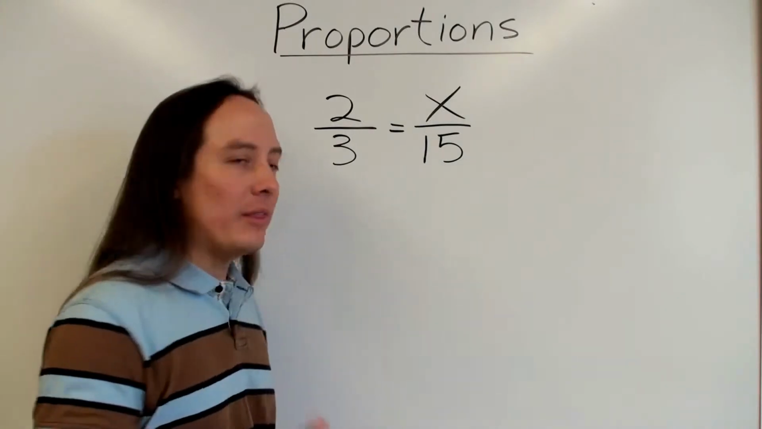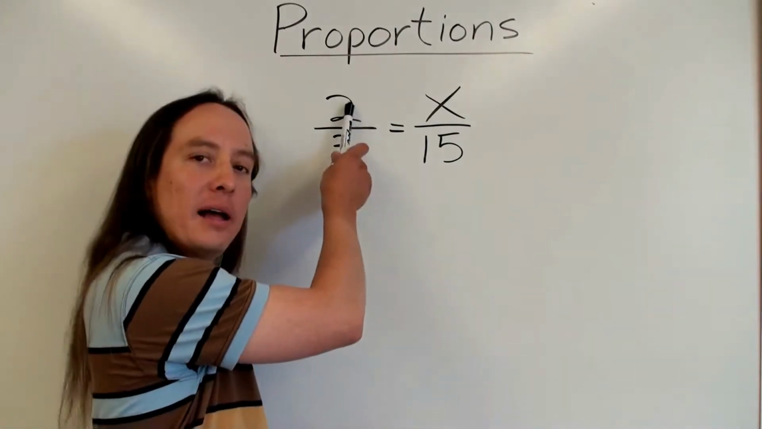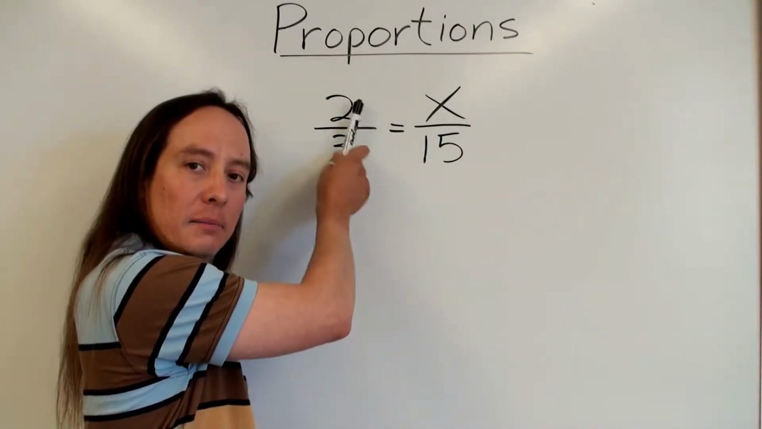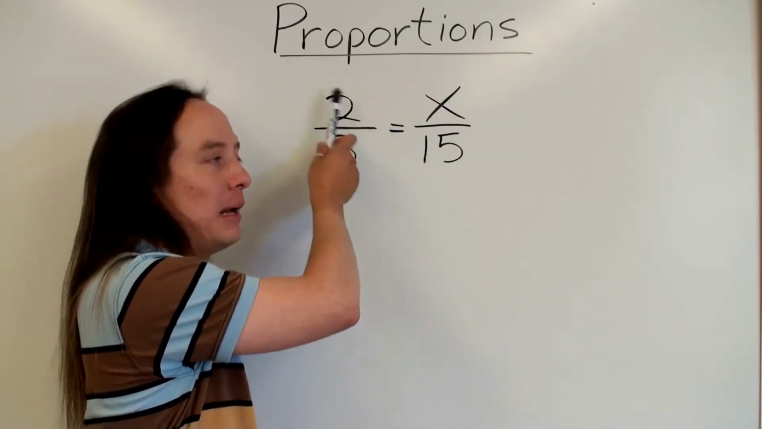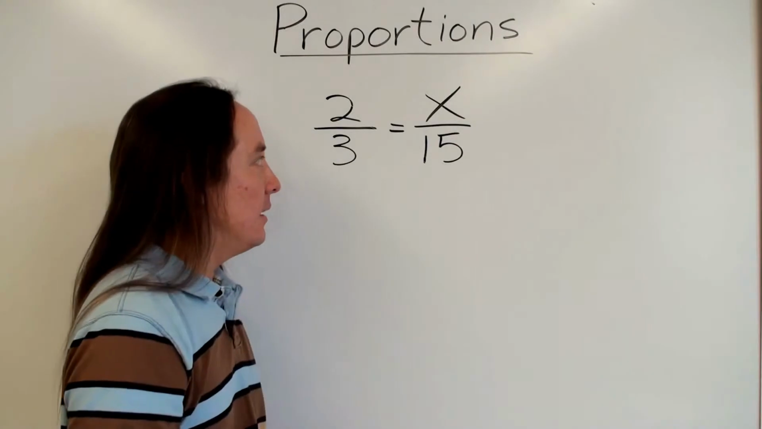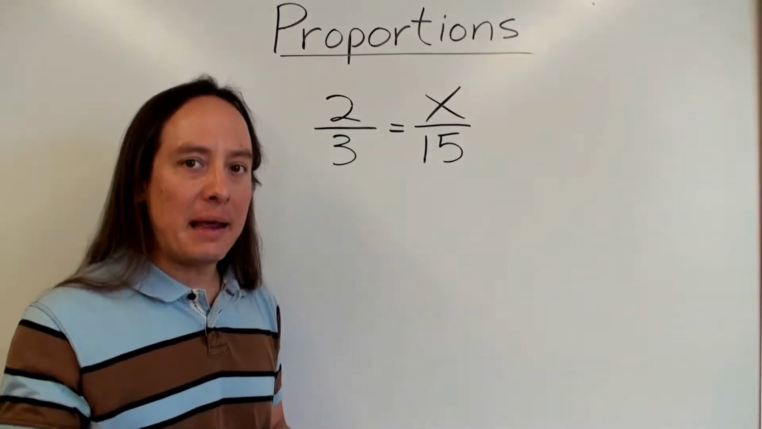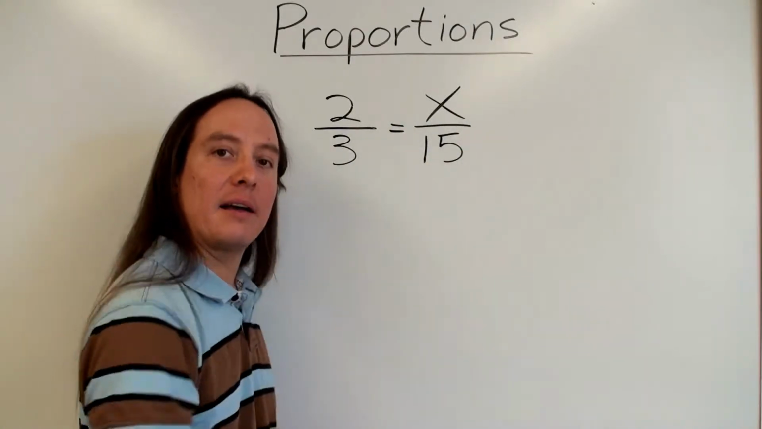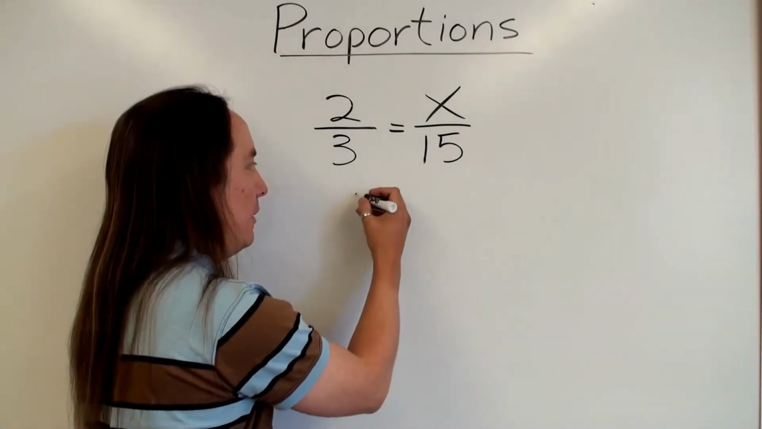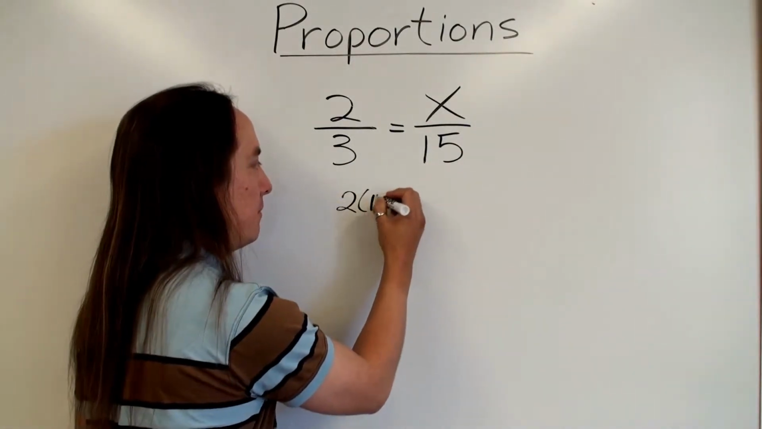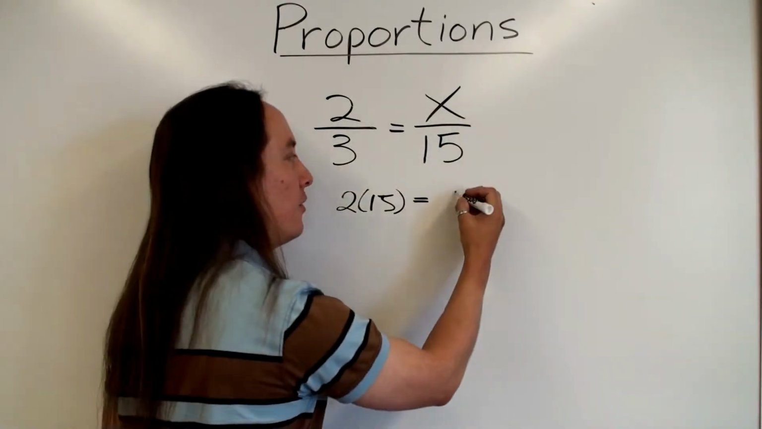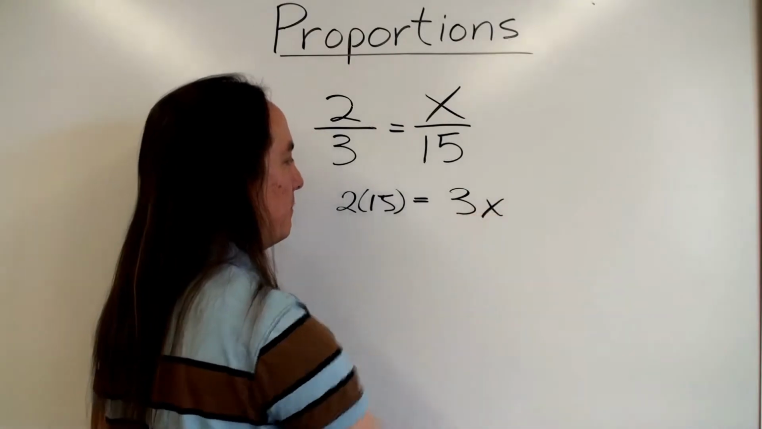So what that says is that if I was to multiply this equivalent proportion diagonally, for example, if I was to multiply 2 times 15, that should be the same answer if I multiply the other direction diagonally, 3 times x. So let's write that down really fast here. So 2 times 15 should be equal to me multiplying the other direction, 3 times x.